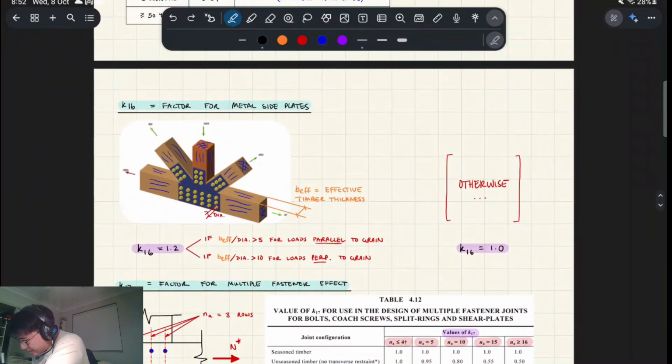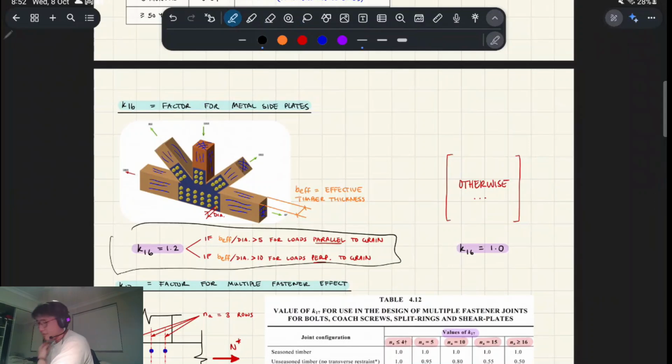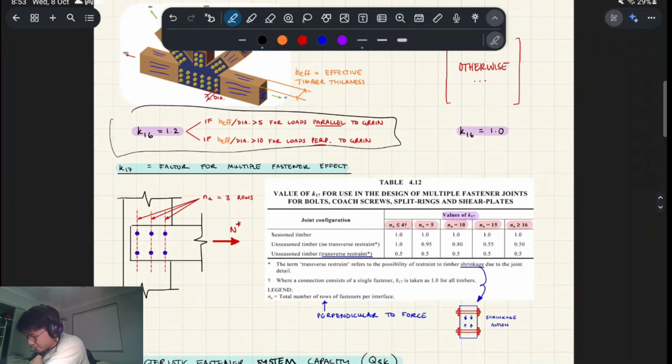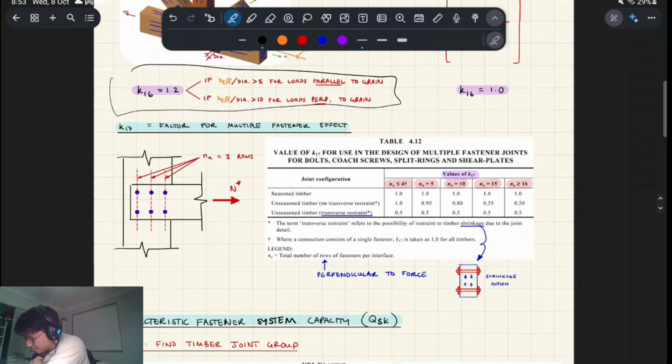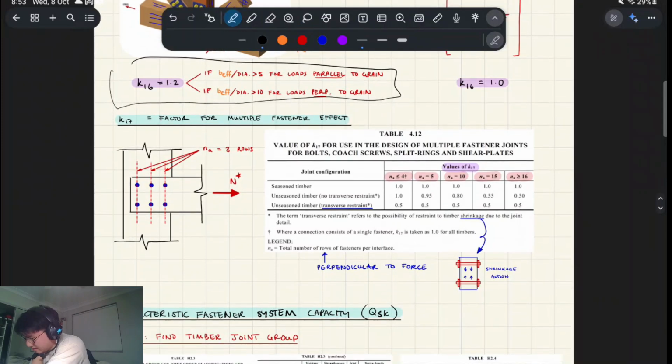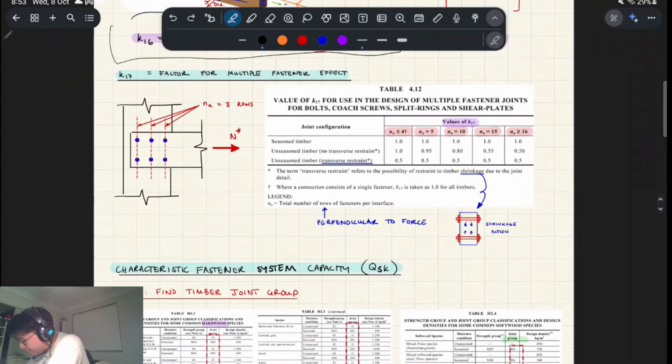Metal side plates have a different set of requirements, right? To be effective, you'll see in the tables below what effective is, but there's basically a check you have to do. And then I believe these numbers are different, but it's the same effect going on. So it's K17. It's a different table that's specifically for large connections rather than small connections. These numbers are different, but the theory is the same.